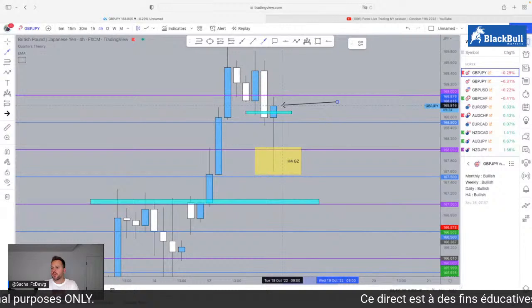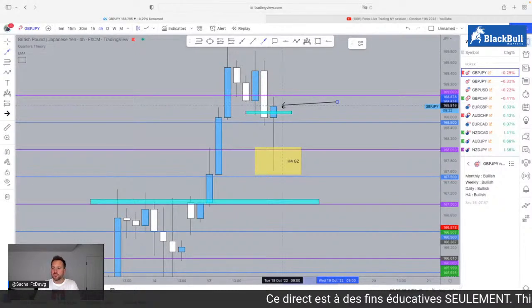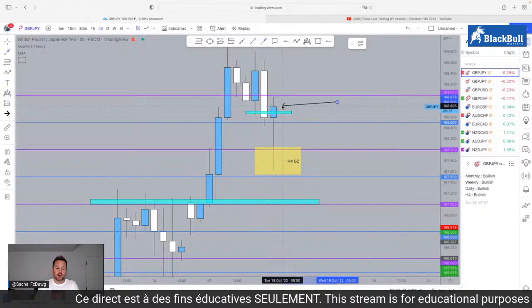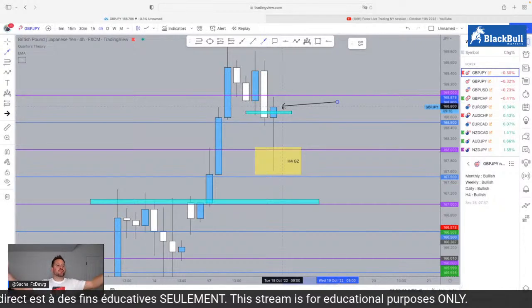So what I'm going to do is wait for the 4 hour close and look at the next 4 hour candle.